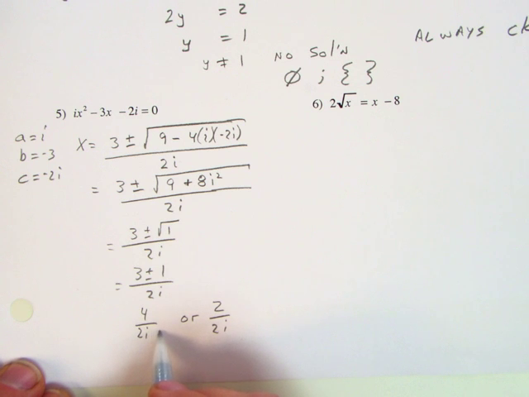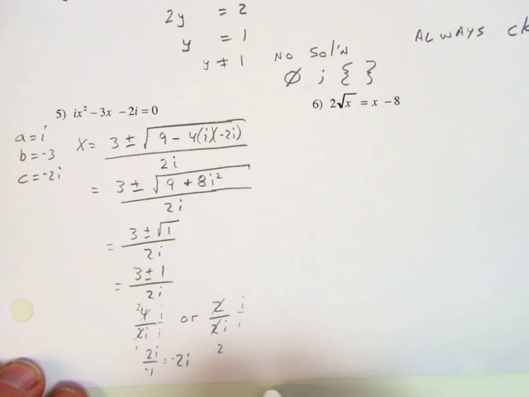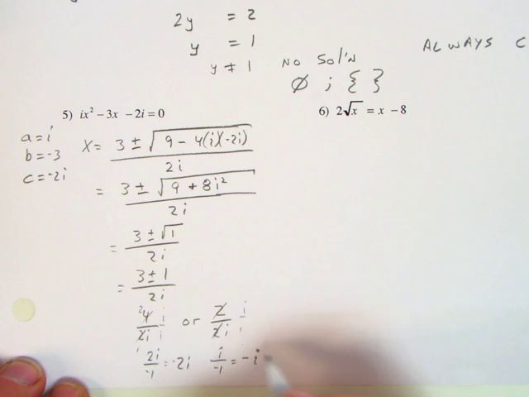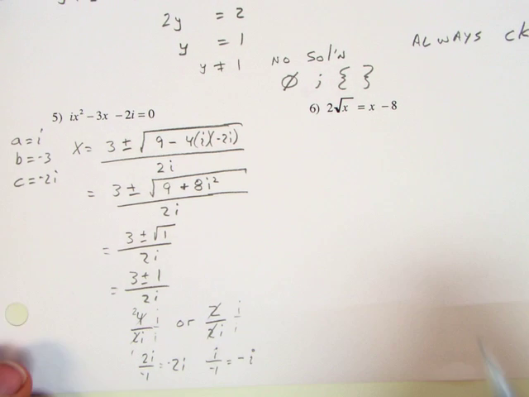We need to rationalize this, so we'll multiply by i over i. And then we can reduce this to 2 and a 1. So we'll have 2i over negative 1, or in other words, negative 2i. And on the other side, we'll multiply by i over i. So we're left with, well, actually, that can reduce right away. We're just going to be left with i over negative 1, or negative i. And that's it.